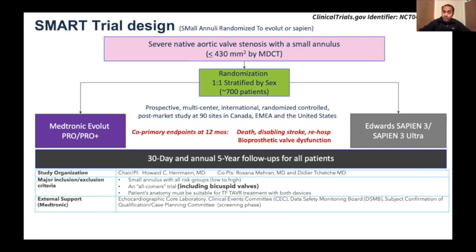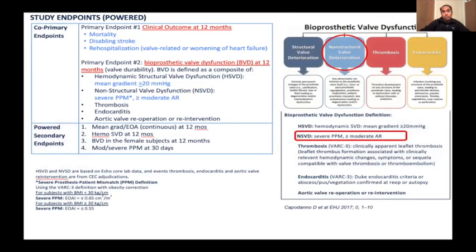These were 700 patients that were randomized between the two platforms. So obviously the largest randomized controlled trial that was ever done between Evolut and SAPIEN 3. And we'll see what happens. This included bicuspid patients. It was very much an all-comers style of trial. One of the key primary endpoints was bioprosthetic valve dysfunction at 12 months, again, per VARC-3 criteria. So we'll have much more of an assessment with regards to the burden of bioprosthetic valve dysfunction across these two platforms in a year, if not less than that.